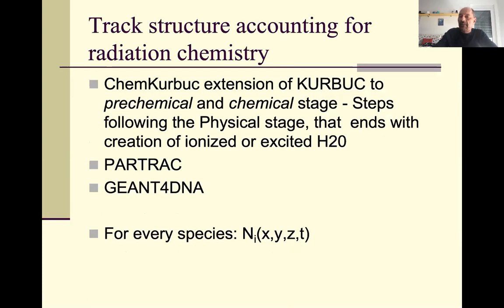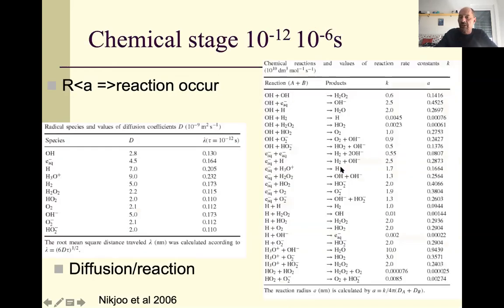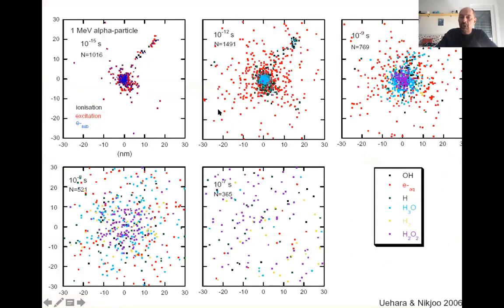There are several track structure codes that can also calculate radiation chemistry. This includes ChemCurbook, ParTrack, Gen4DNA, and so on. These are very useful codes because at this point you can essentially calculate all the diffusion coefficients for all kinds of different chemical reactions and make very solid simulations.